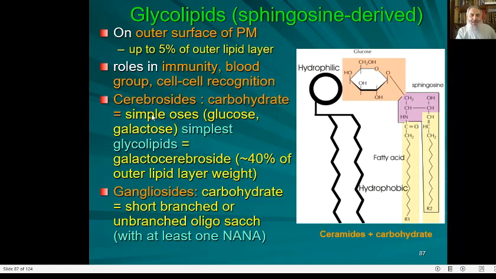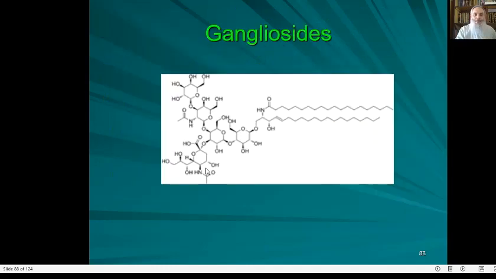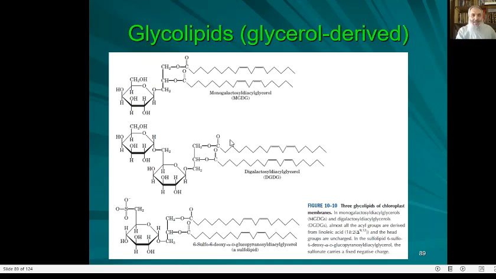The galactocerebrosides, why the name cerebro relative to the cerebellum or to the brain? It is because the galactocerebrosides are extremely abundant in the nervous system, in the outer lipid layer of the nervous system cells. Here is an example of ganglioside. All this part is an oligosaccharide that is quite complex, and these are the two fatty acids. This is the fatty acid, this is the sphingosine tail, and we have a sphingosine derived ganglioside. These are examples of glycolipids that are glycerol derived.